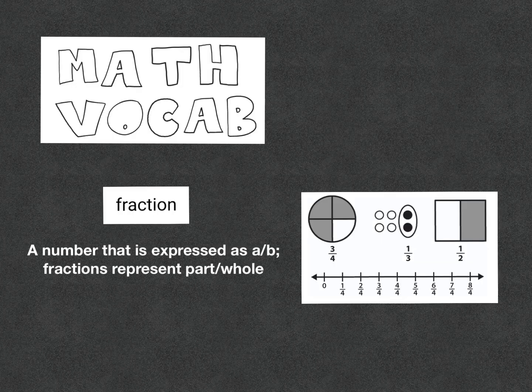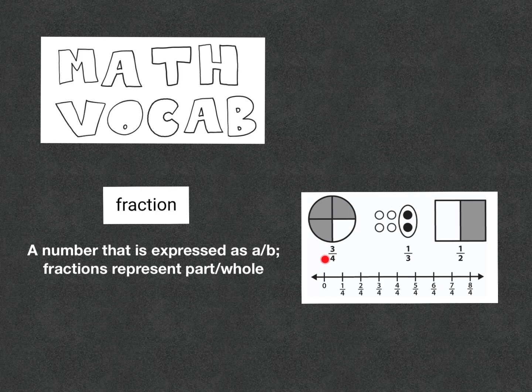Starting off with some math vocab. Here we have a fraction. A fraction is a number that is expressed as a over b. Fractions represent part over a whole. So our first math picture shows us a circle cut into 4 equal parts. 3 of those parts are shaded. 1, 2, 3. That gives us 3 parts out of the 4 equal parts we had to begin with.